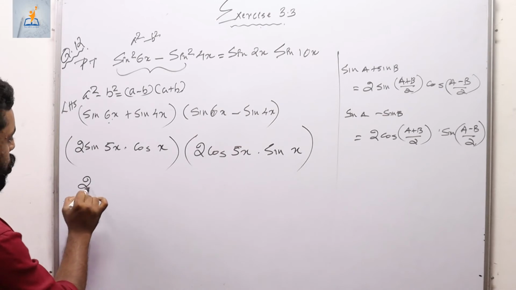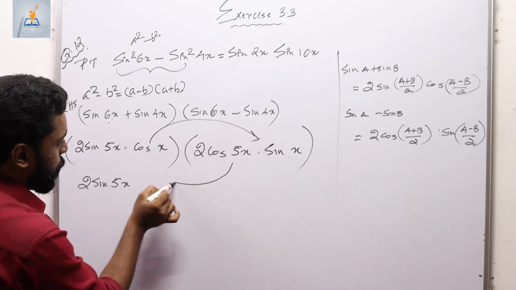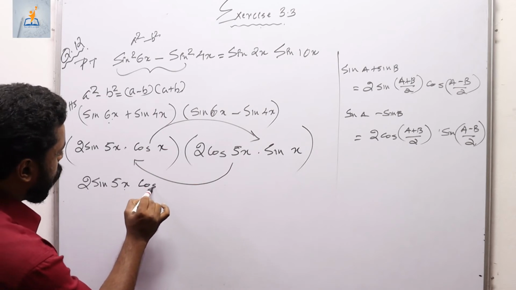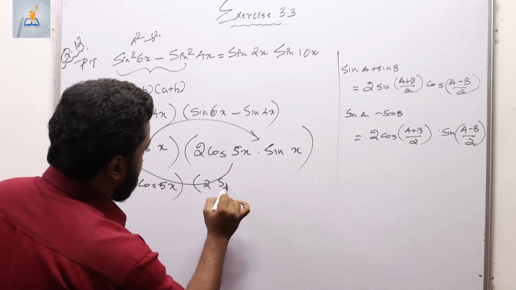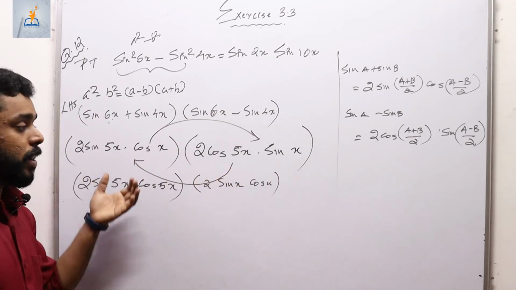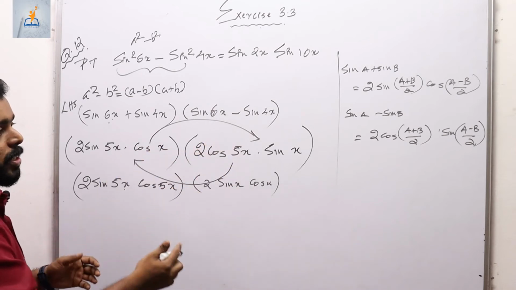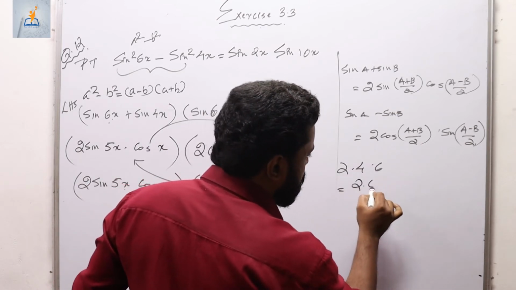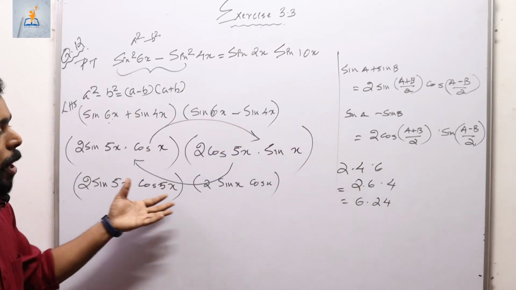Now we shall just rearrange this. So it will become 2 sine 5x cos 5x into 2 sine x cos x. I am taking this number to this position and this trigonometric function to this position. I am able to do this because multiplication is commutative and associative, so I can easily move one number in a multiplication to any position. Like I know 2 into 4 into 6 is the same as 2 into 6 into 4, and it is the same as 6 into 2 into 4. The order doesn't matter. That's why I am able to rearrange this.